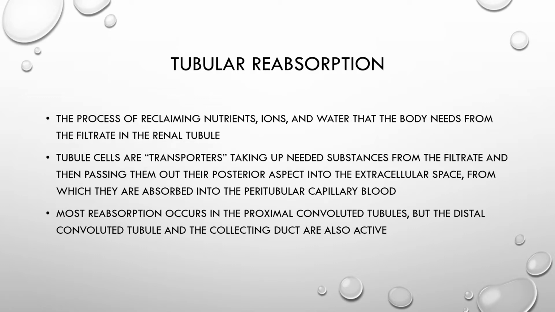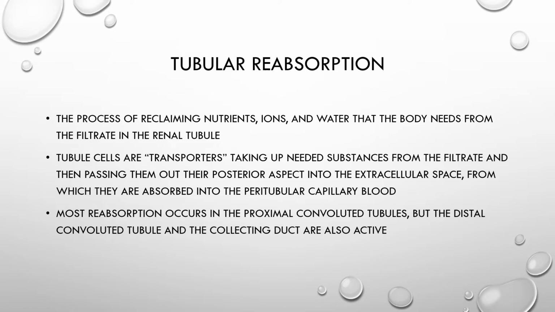And then that second process, tubular reabsorption. Besides waste and excess ions that must be removed from the blood, the filtrate contains many useful substances, things we need like water, glucose, amino acids, and ions, which must be reclaimed from the filtrate and returned to the blood. Tubular reabsorption begins as soon as the filtrate enters the proximal convoluted tubule, and the tubule cells are transporters taking up the needed substances from the filtrate, then passing them out their posterior aspect into the extracellular space, from which they are absorbed into peritubular capillary blood.